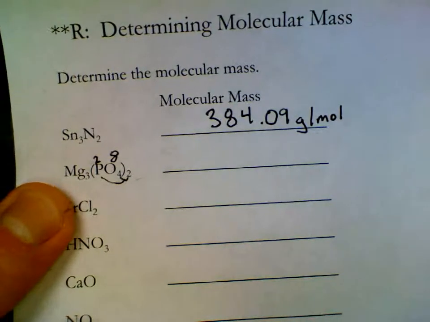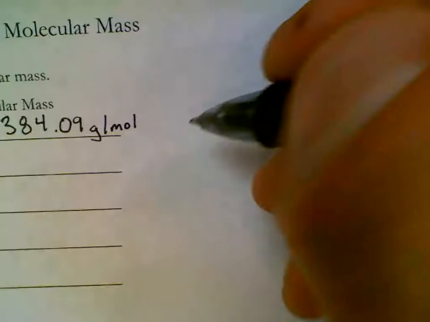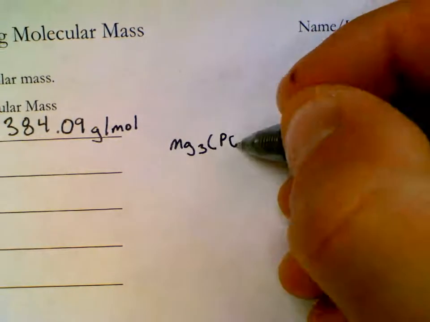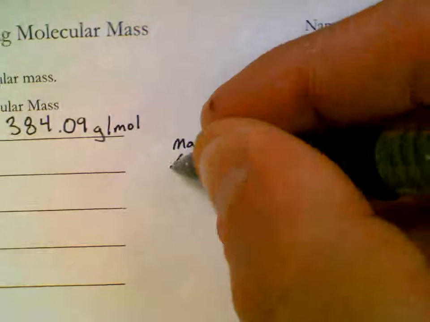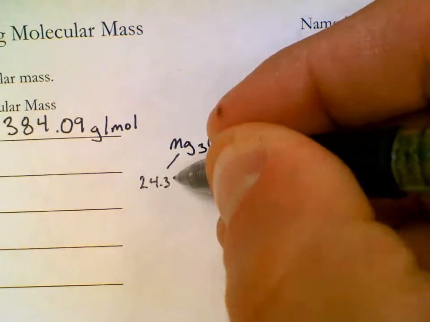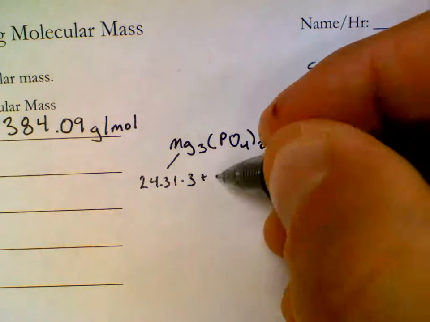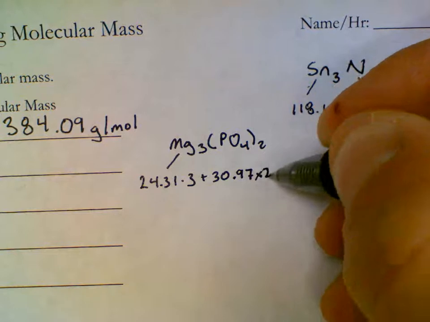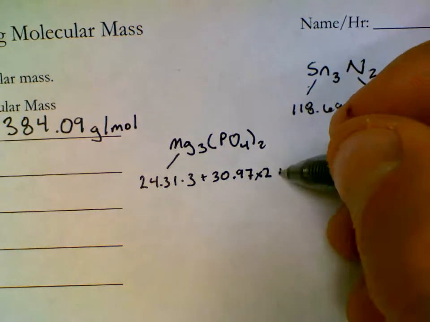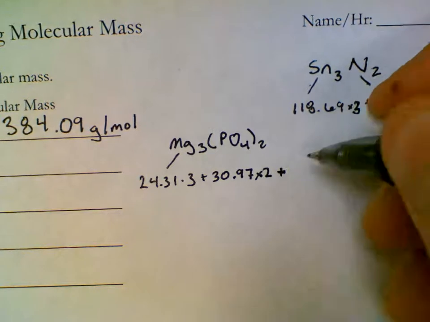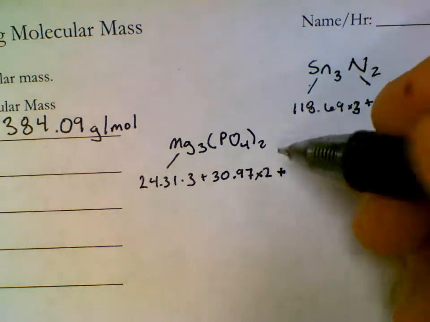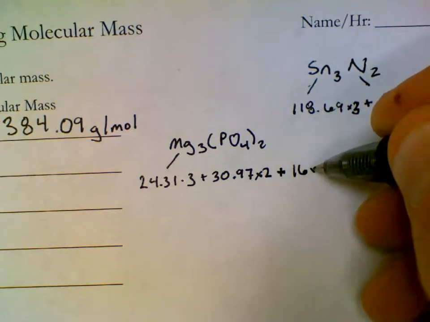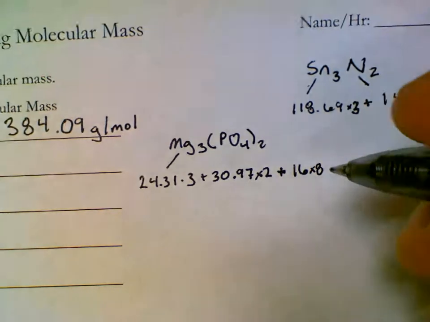So looking at that whole formula, and then off the periodic table, so we're looking for the atomic masses off the periodic table, magnesium phosphate. Magnesium weighs 24.31 times 3 copies, plus phosphorus weighs 30.97. And again, these are coming off the periodic table. I'm looking at the atom square, atomic mass, and I'm multiplying it by the subscripts. And oxygen weighs 16. 2 times 4 makes 8 copies.